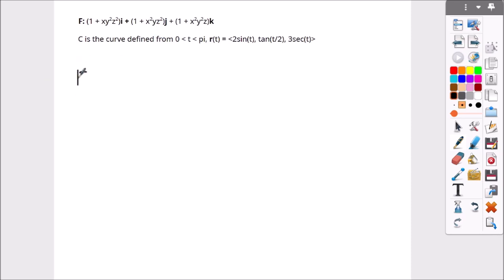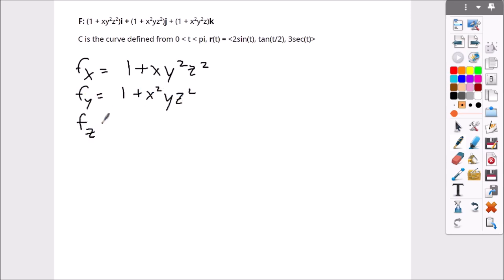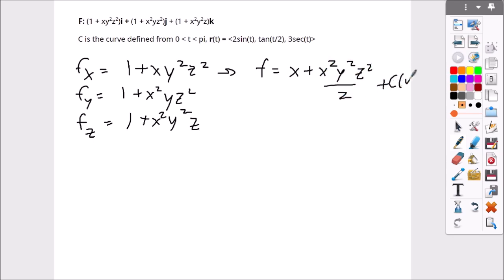So f sub x is equal to 1 plus x y squared z squared. F sub y is 1 plus x squared y z squared, and f sub z. Did I make this question? Am I that sadistic? It's not going to turn out that bad, but so f would be x plus x squared y squared z squared over 2 plus c of y z.